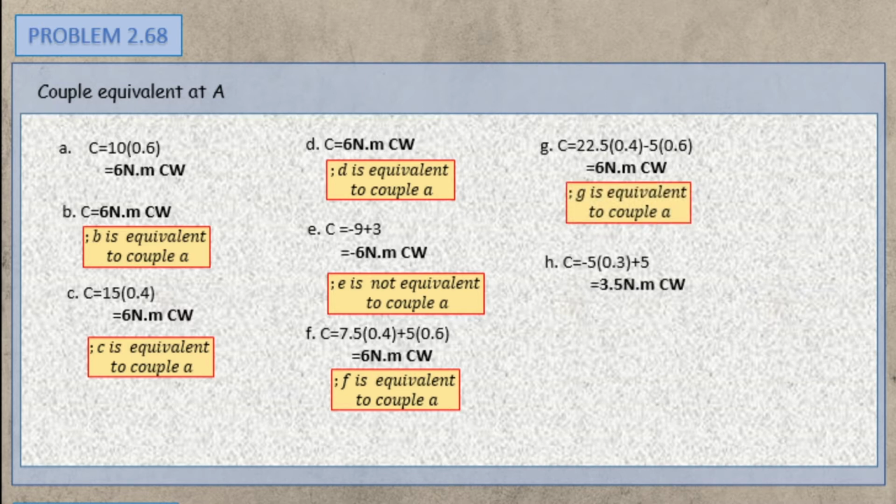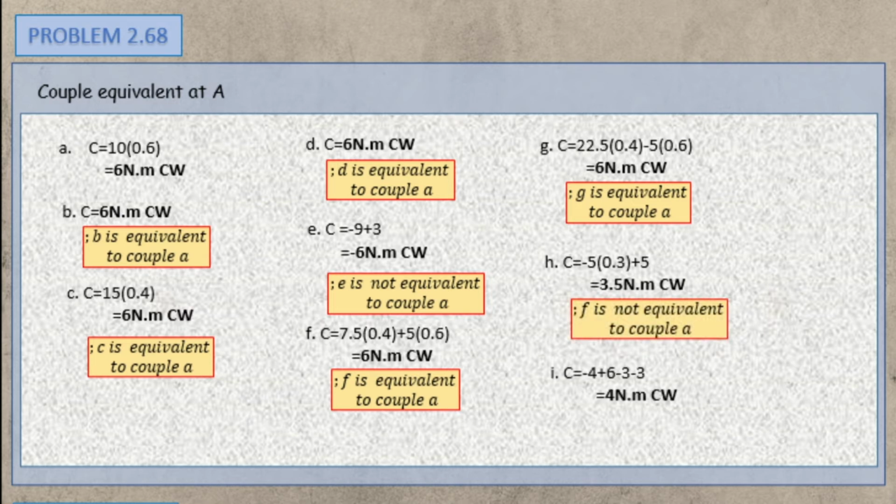For H, we have a given couple 5 Newton meter rotating in clockwise direction, so it will be positive. And then we have a 5 Newton force rotating in counterclockwise direction, therefore it will be negative. So negative 5 multiplied by 0.3 plus positive 5 Newton meter, it will be 3.5 Newton meter rotating in clockwise direction. But it is not equivalent to our couple A.